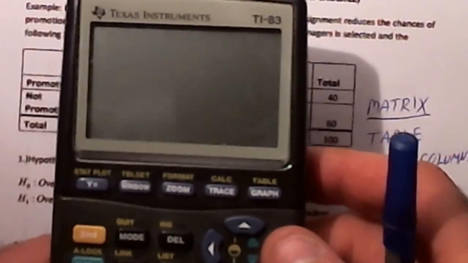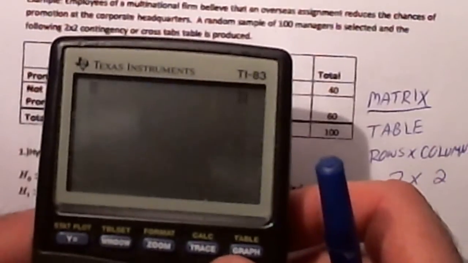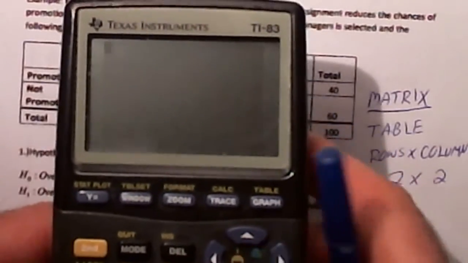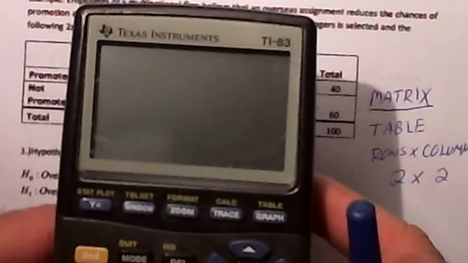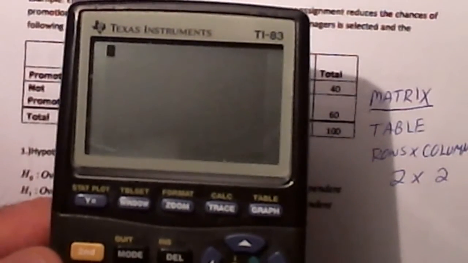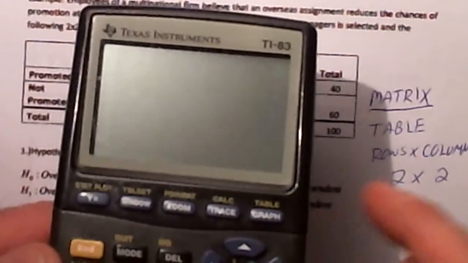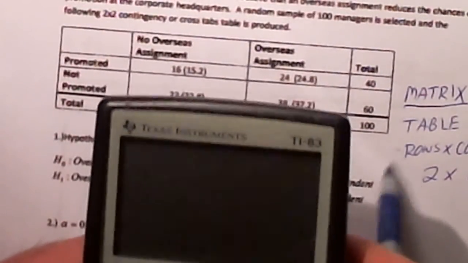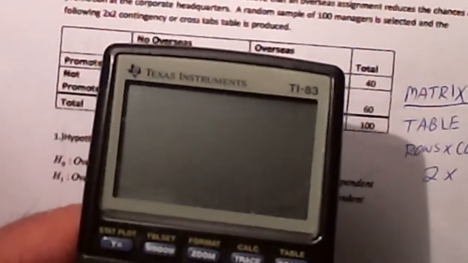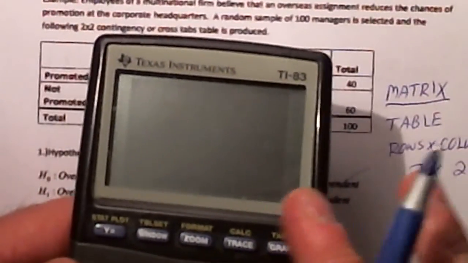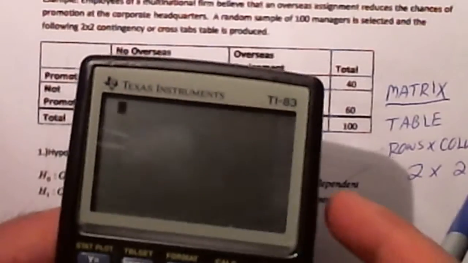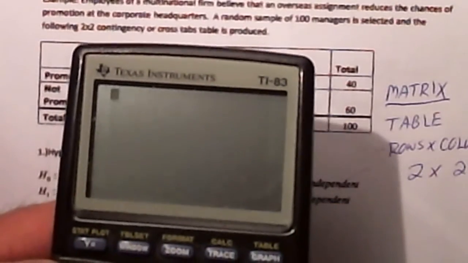Oopsie. Hold on a second. My calculator. So we're going to hit Matrix. Oh, jeez. I think my batteries are getting low here. Yeah, appears to be the deal. Hold on a second, let me see if I can do this here. So matrix.